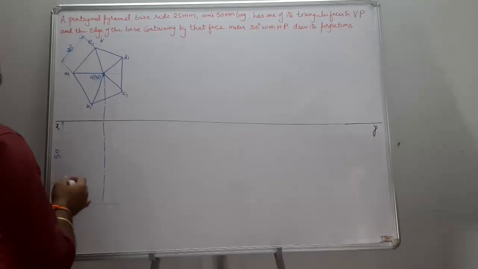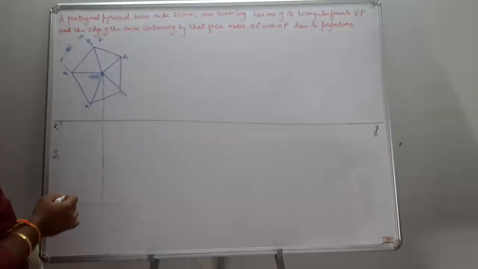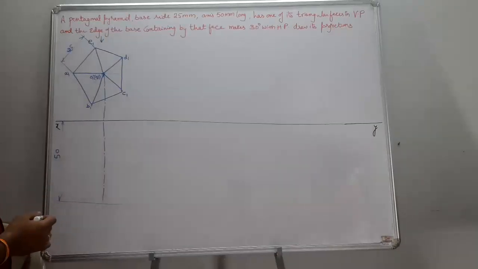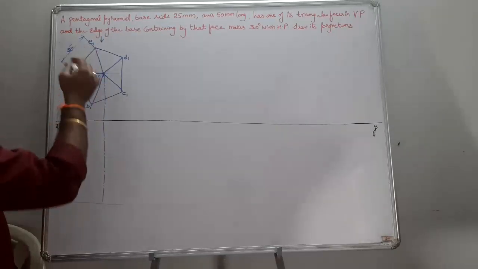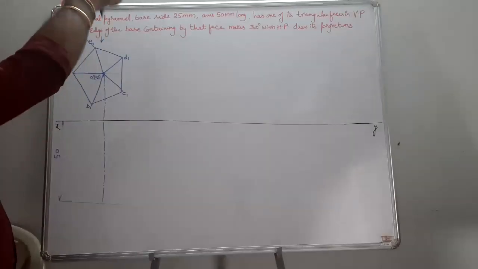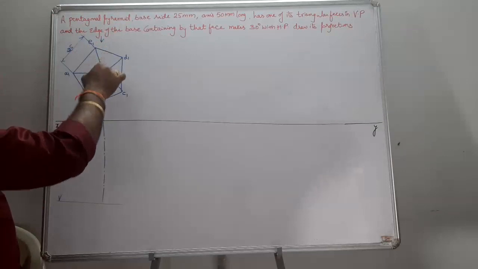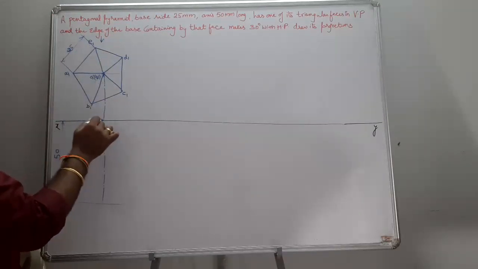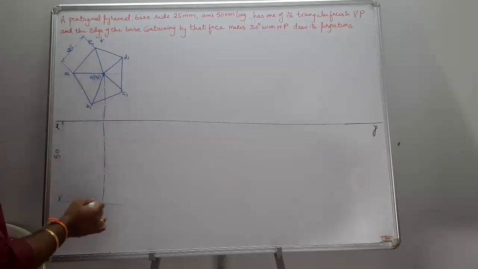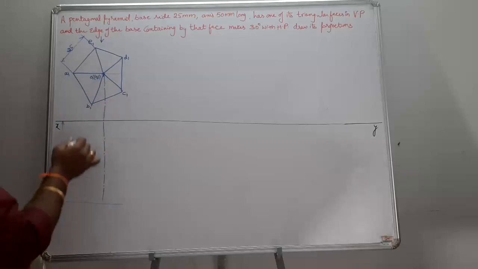So when you are supposed to see from the top, which points are visible? A, E, D points are visible, B, C are invisible. Okay. So when your base is on VP, while you are seeing the top view, the base points are going to be obtained on XY and the apex point is going to be on the 50 line.